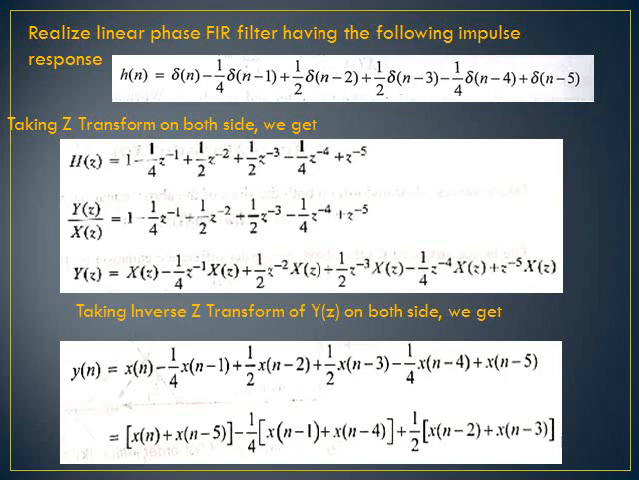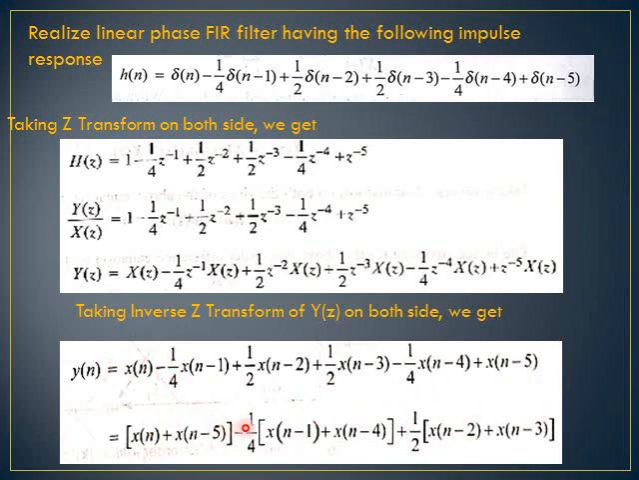Let's take one more example. A linear phase FIR filter having the following response. So this is again in delta. You have to take the z transform, cross multiply, and we get capital Y of z. Again take the inverse z transform of this equation and combine with the coefficients. x of n has 1, and x of n minus 5 is 1. So add together. So look for 1 by 4 and 1 by 4.